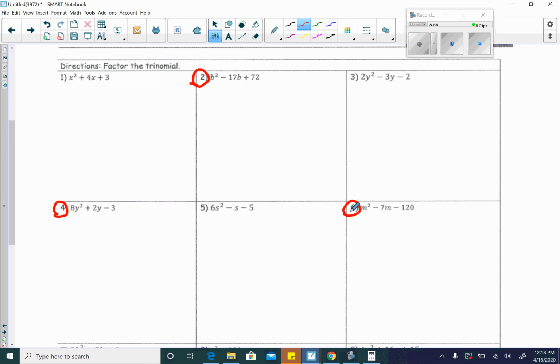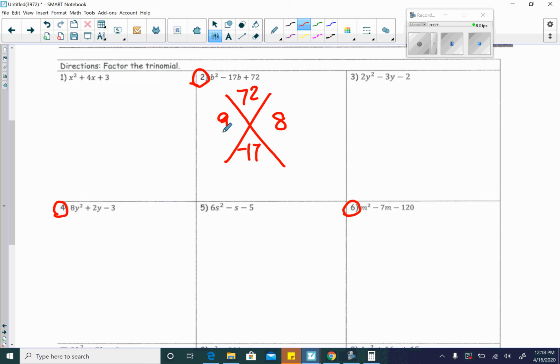My first question is, is there a GCF? Nope, no GCF, and a is 1, which means I can just do my x method. I need 2 numbers that multiply to 72 and add to negative 17. So I'm going to go through some numbers here: 72 divided by 2, 72 divided by 3. Try them all out. To make this video not go too slow, I can also just know 9 times 8 is 72, and I know that those add to 17.